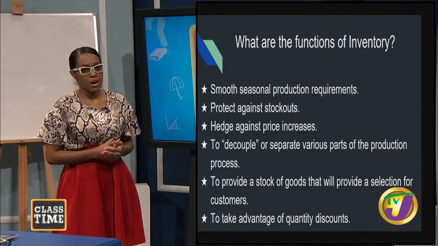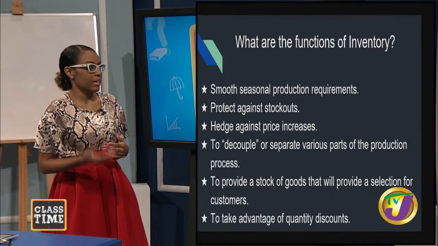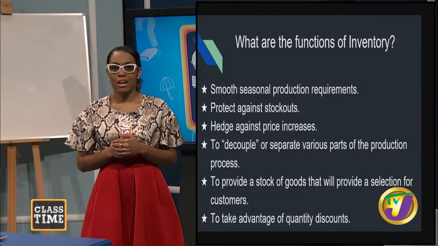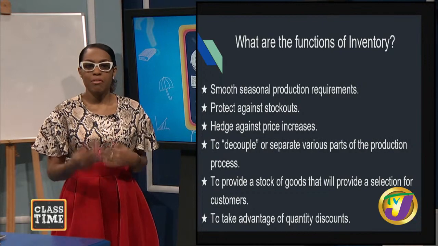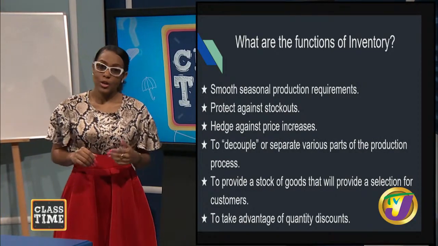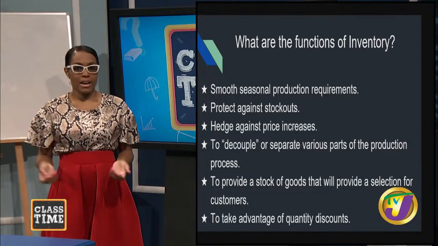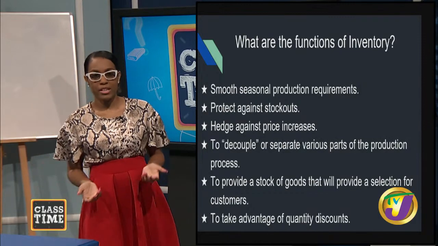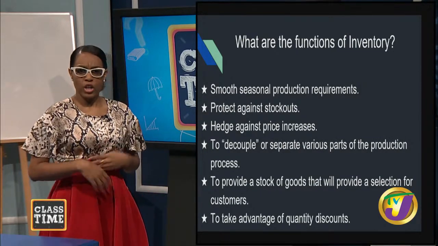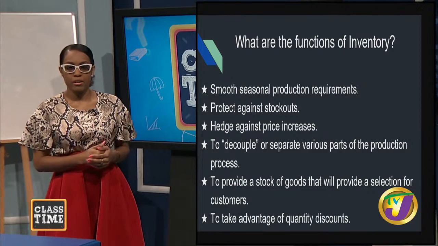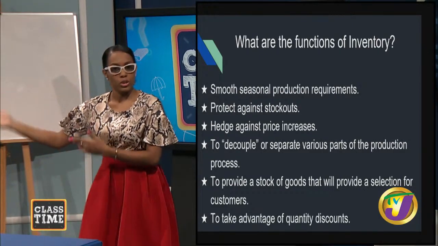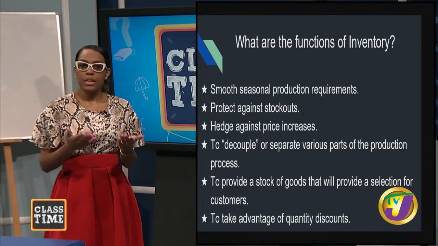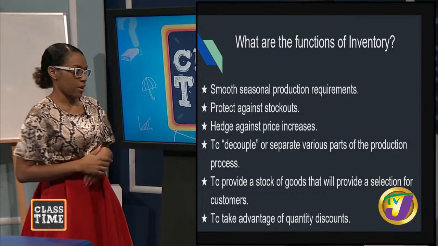To provide a stock of goods that will provide a selection for customers. You don't want to just have one item in stock. You want to have a variation. And in having variations, this is good for you, the company, because remember now you're providing for different people. We have different personalities, different preferences. So if I should come in and I don't like the color that you have, you'd probably just have red, then I am going to want to go somewhere else where I will get my preference, the color that I love. So you want to ensure that you have variations there, all right?